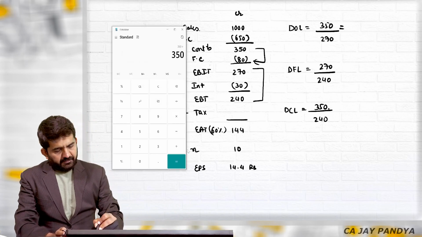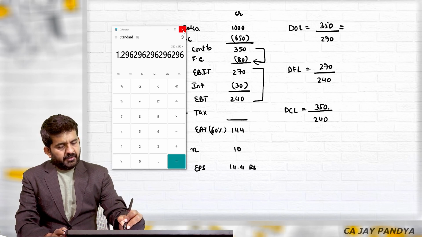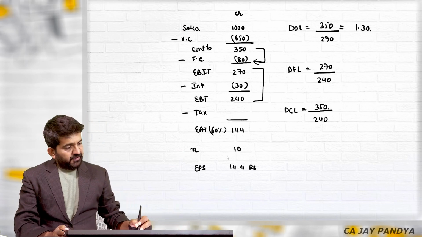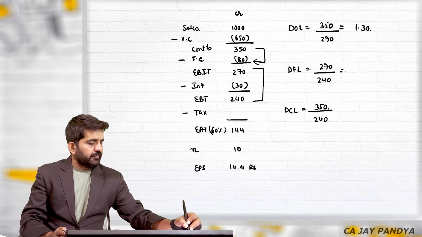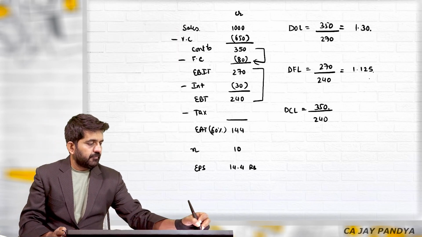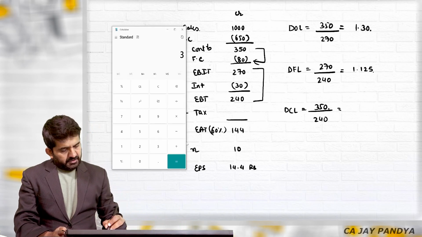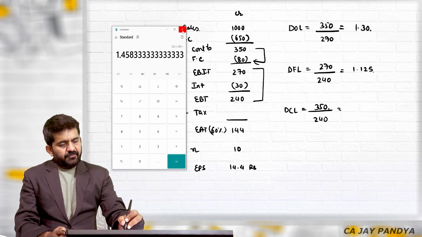350 divided by 270 will be 1.30. Degree of financial leverage is 270 divided by 240, which is 1.125. Degree of combined leverage is 350 divided by 240, 1.46.